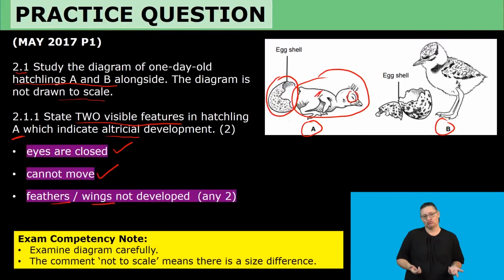We see that there are no feathers that are found on the body. Therefore, we have got any of the two answers. This is a proof enough, visible proof enough to show us that this is altricial development.